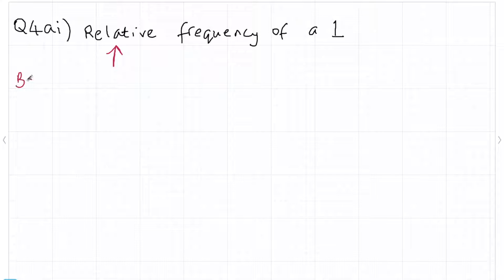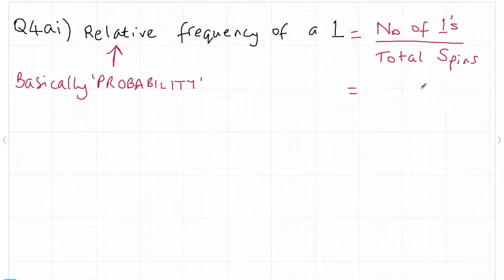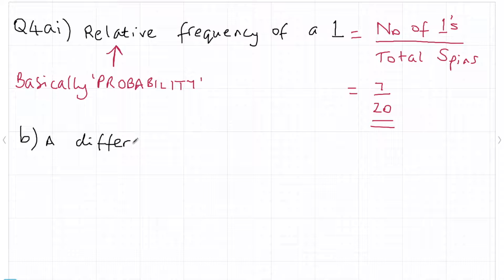So the next question to correct was question 4, part A1. And you had to find the relative frequency of the spinner landing on 1. So whenever you see relative frequency, I always suggest you think of probability. So think of the probability here of getting a 1. To do that, you count up the number of 1s in the experiment, which is 7, and you put it over the total number of spins, which is 20 in this case. So the answer is 7/20.